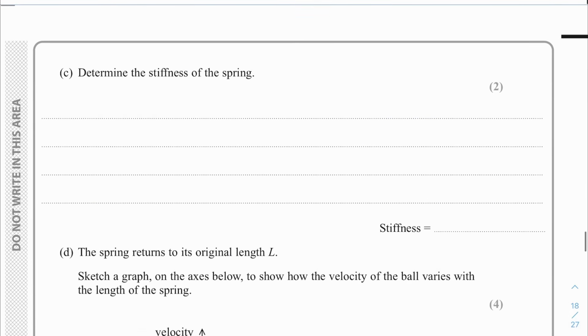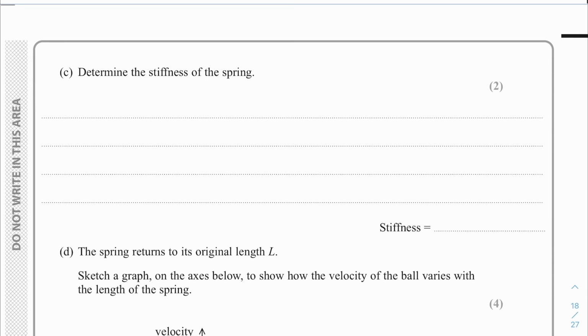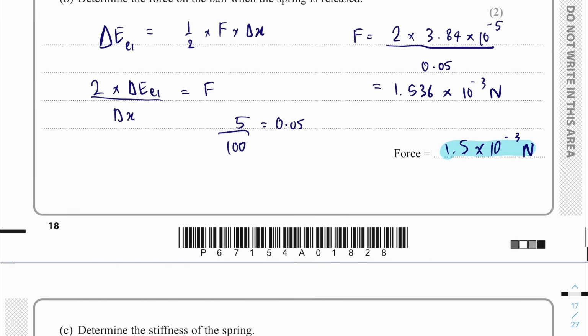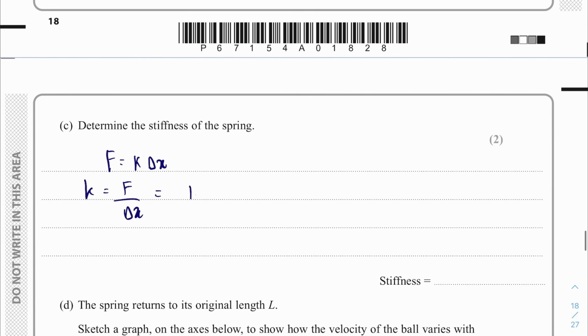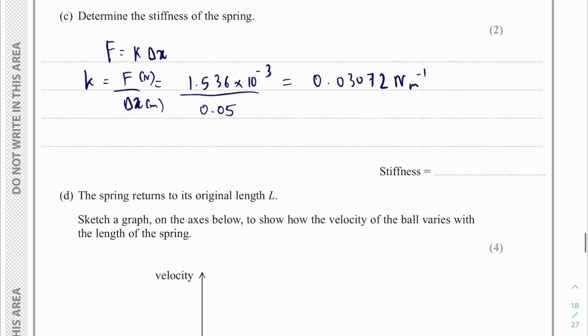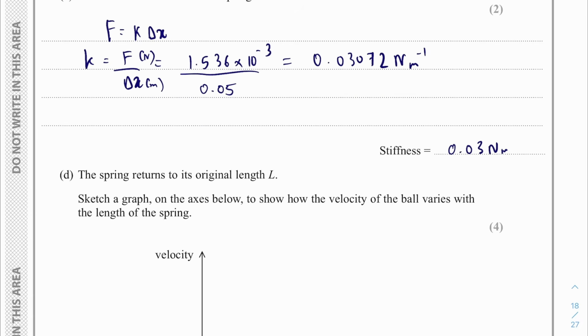Let's move on to question number C. So we have determine the stiffness of the spring. So how do we determine the stiffness of the spring? We know that F equals K delta X. Straightforward, we can now rearrange F over delta X. You know, F is what? From the previous question, this one over here, we use more exact values in our calculations. So 1.536 times 10 to the power of negative 3 divided by 0.05. This gives us 0.03072. What about the units? This is in newtons, this is in meters. So it's Newton meter minus 1. We can now round this to 0.03 Newton per meter.